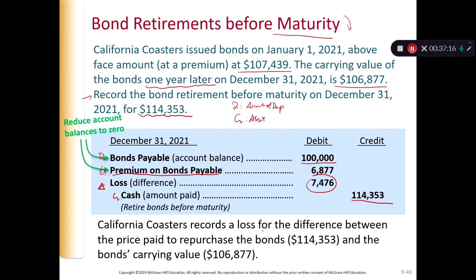So California records a loss for the difference between the price paid to repurchase the bond. They paid $114,000 and the bond carrying value was $106,000.